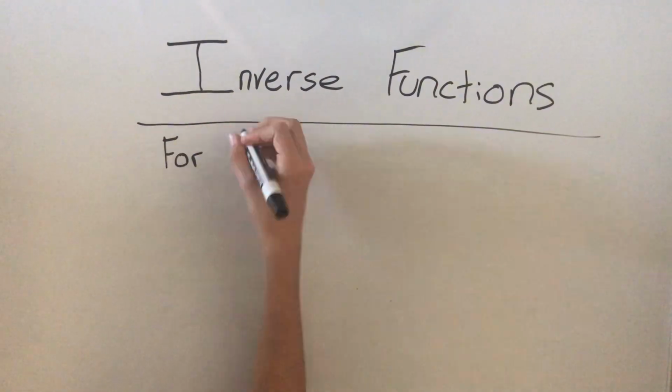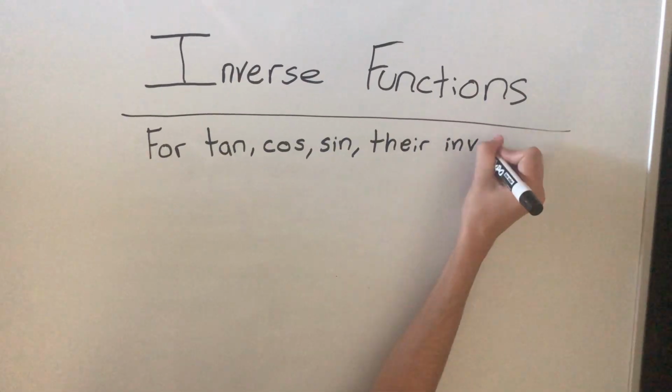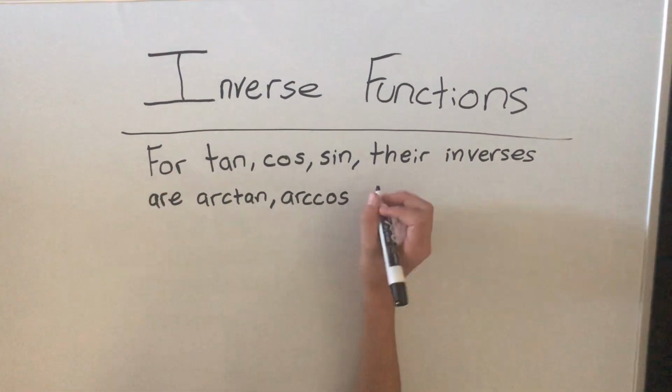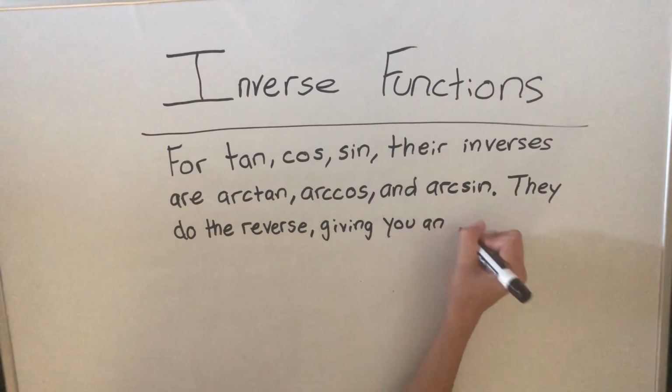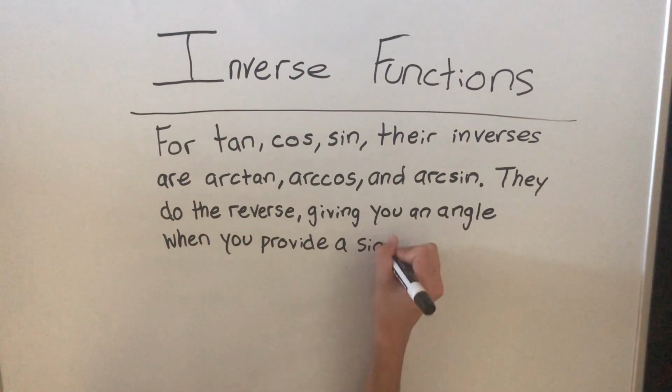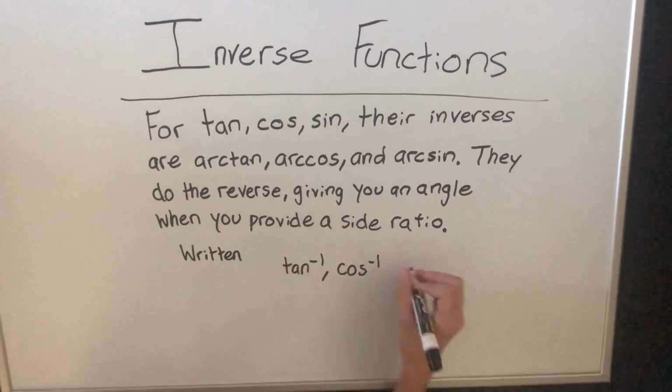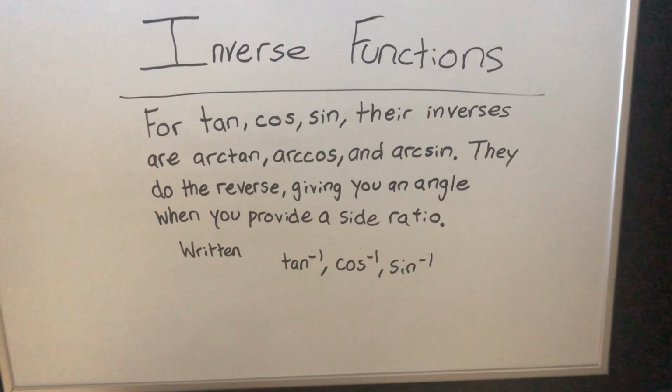Inverse functions. For tangent, cosine, and sine, their inverses are arctan, arccos, and arcsine. They do the reverse, giving you an angle when you provide a side ratio, written as tan to the negative 1, cosine to the negative 1, and sine to the negative 1.